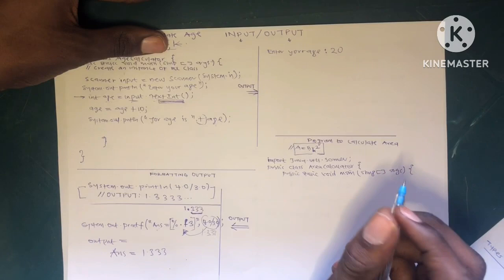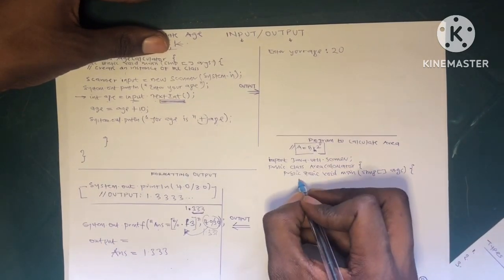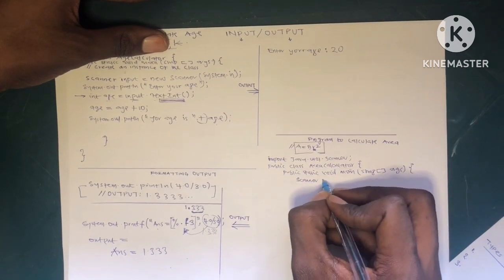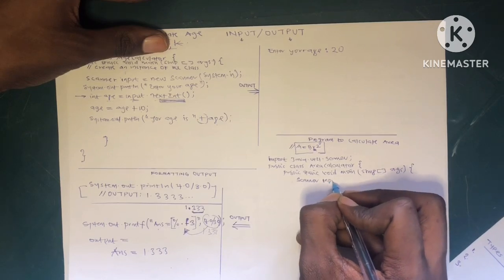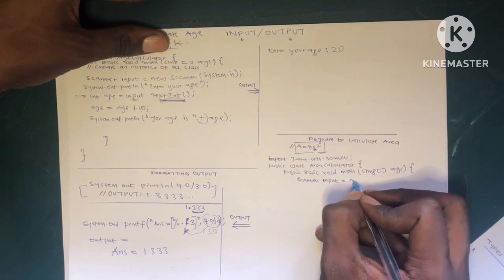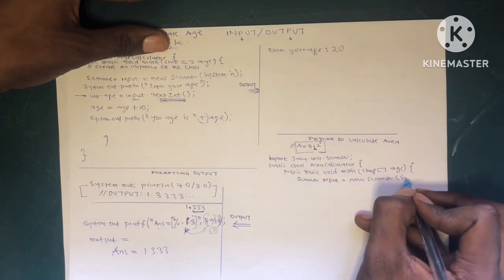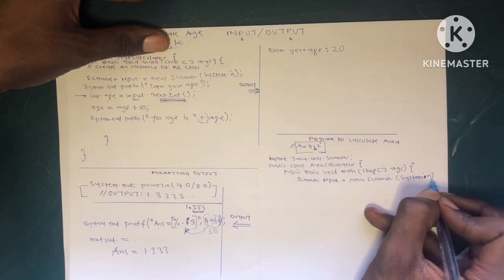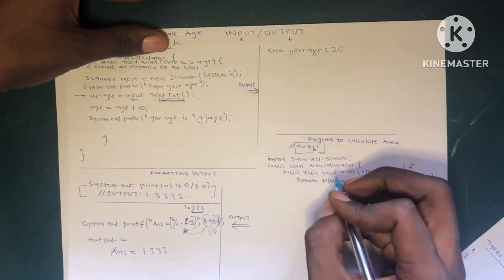Now the next thing to do is to create your own Scanner object. I told you, the Scanner will be used to obtain input. This is only needed when you want to obtain input from a user. Scanner input equals new Scanner, System.in, right? Dot in, yeah. Then you put a semicolon indicating that this is a statement.